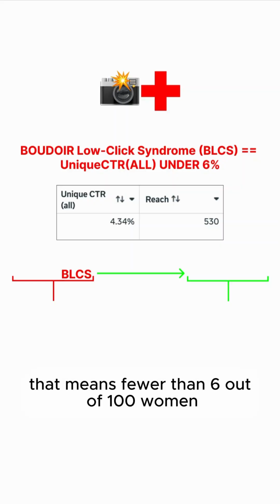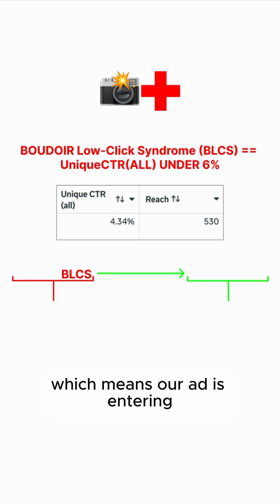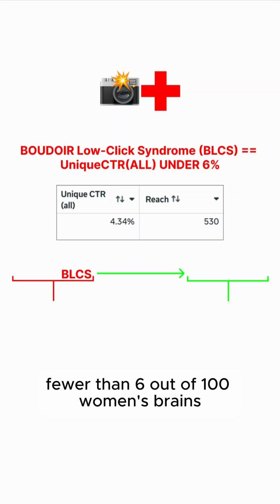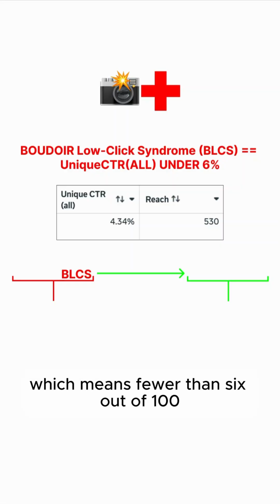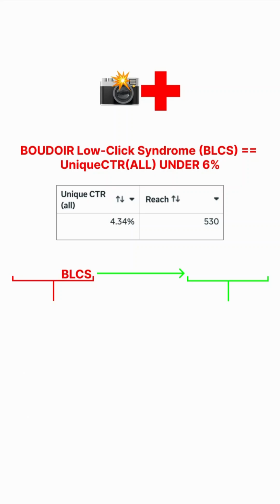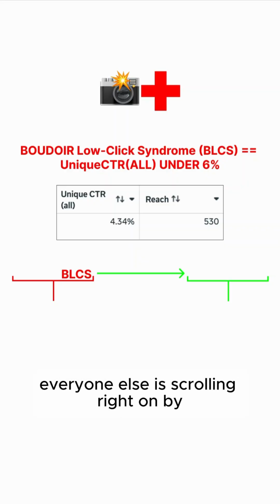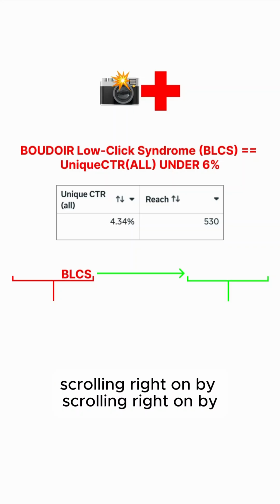That means fewer than 6 out of 100 women are clicking somewhere on our Boudoir Facebook ad, which means our ad is entering fewer than 6 out of 100 women's brains, which means fewer than 6 out of 100 women that see our Boudoir Facebook ad actually have a chance of buying from us. Everyone else is scrolling right on by.